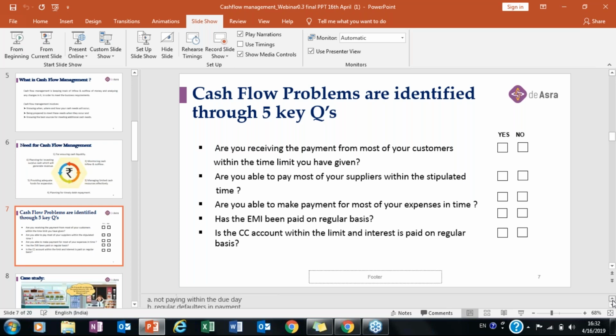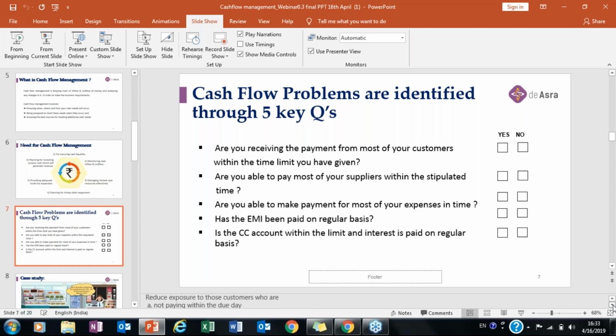So the second question is about, are you able to pay most of your suppliers within the stipulated time? You need to make sure that your repayment is done in a better way and you have enough money to pay your creditors in time. So how do you do that? Improve the recovery process by keeping a track of your debtors who are likely to be due now. You need to identify who are the defaulters while giving you the payments.